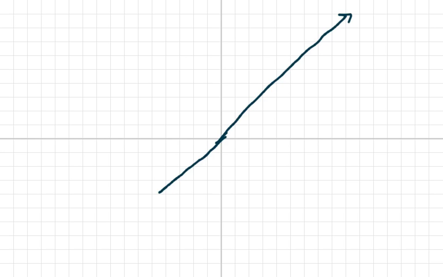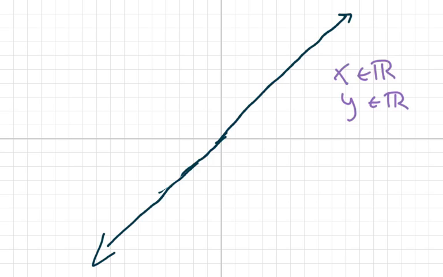It's hard to graph this on the iPad. So something like that is the linear parent function. Domain is all real numbers. The range is all real numbers. The 0 here is at 0, 0.